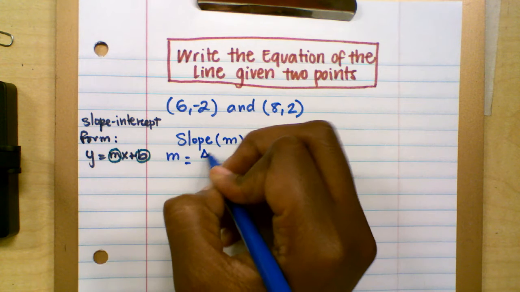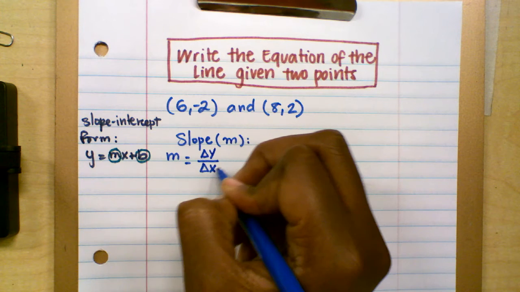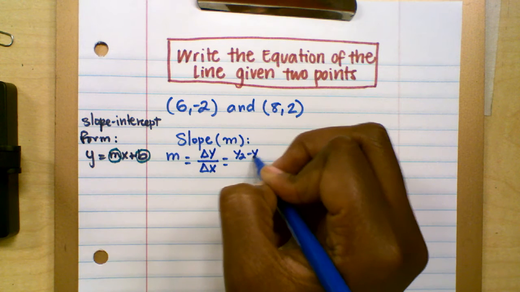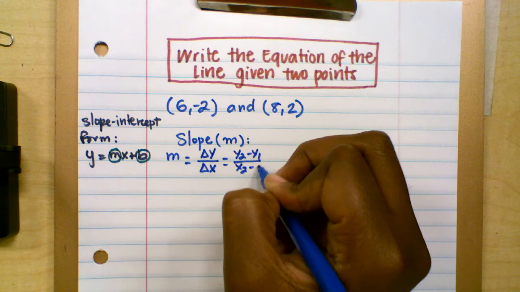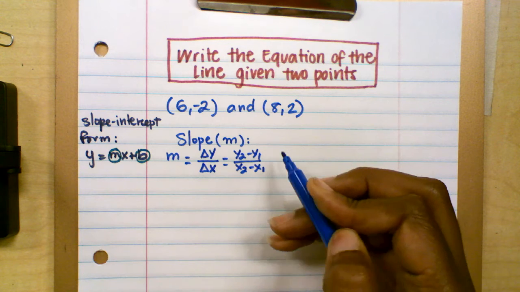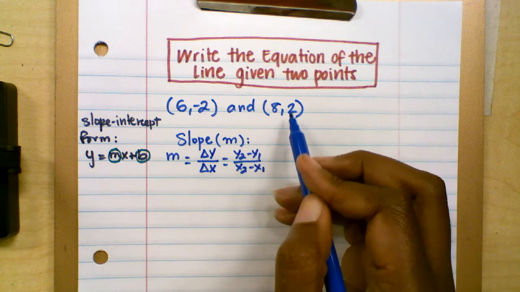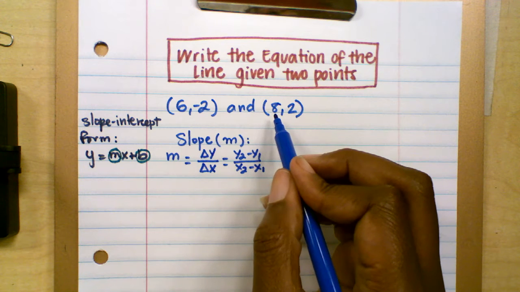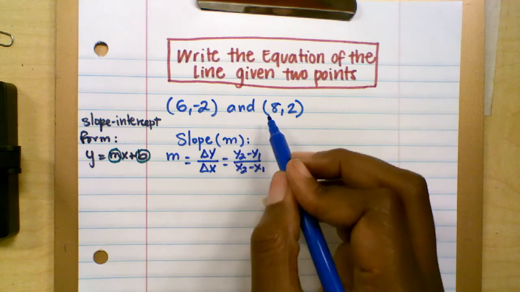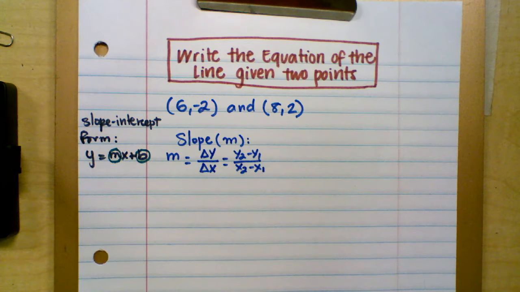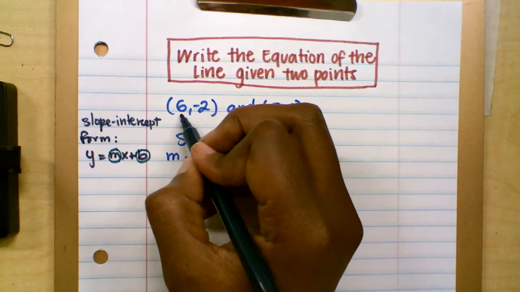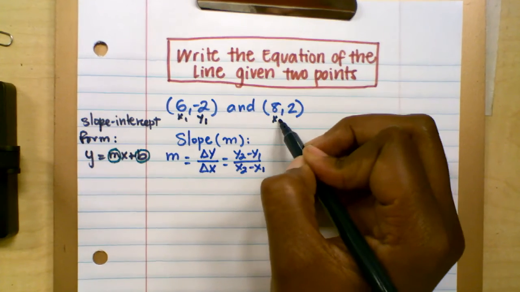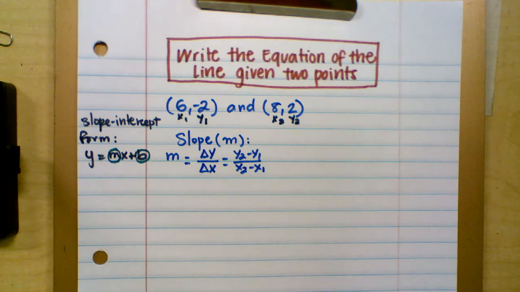Remember, the slope is the change in y over the change in x. Most of you learned how to find the slope by doing y2 minus y1 over x2 minus x1. So this is saying take the difference in the y values over the difference in the x values. Let me identify x1 and y1 as the first point, and x2 and y2 as the second point. So let's find the slope m.